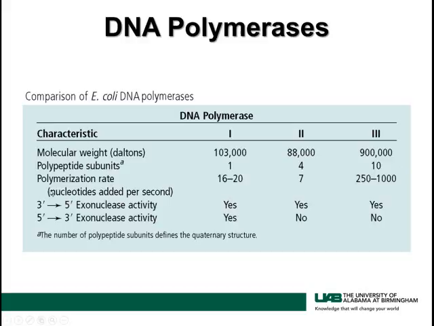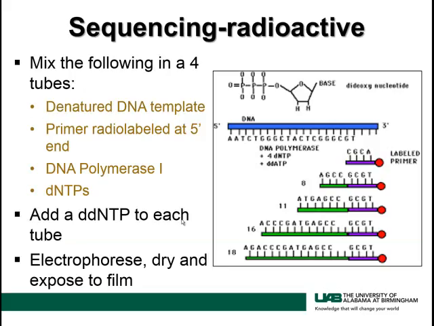All of them have the 3' to 5' exonuclease activity, which is the proofreading activity, and only DNA polymerase 1 has the 5' to 3' exonuclease activity, and this comes in handy when it begins to remove the existing RNA primer during DNA replication. The 5' to 3' exonuclease activity is absent in DNA polymerase 2 and DNA polymerase 3.